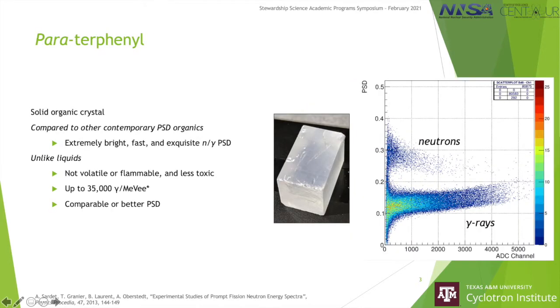The active detection material used in our development project is an organic scintillator called paraterphenyl. Paraterphenyl is very bright when compared with other modern organic plastics, and it's also a very fast scintillator, and it has excellent neutron-gamma pulse shape discrimination properties.